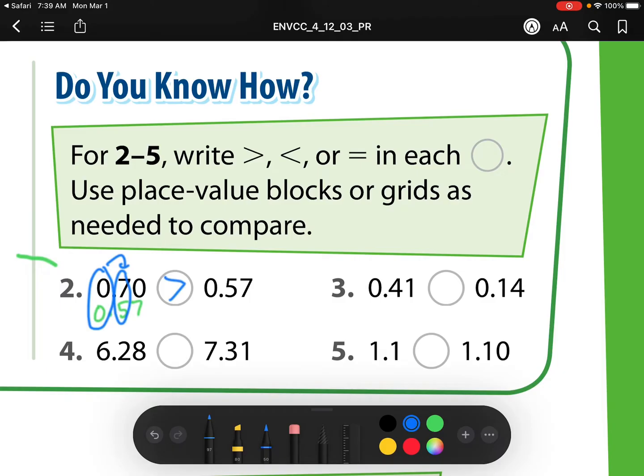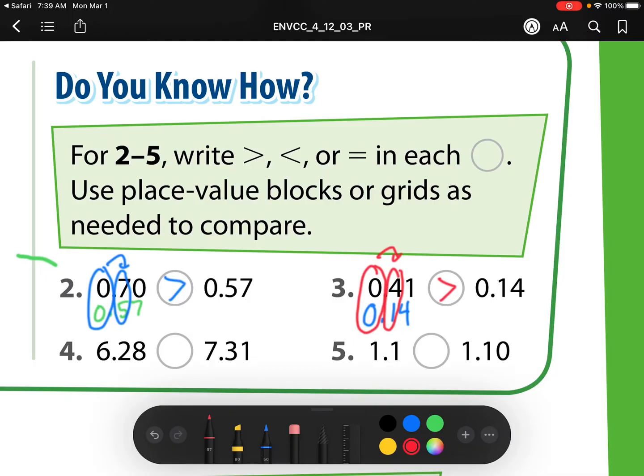Again, let's head over here to number 3. Again, we always line up those decimals. And then we start on the left-hand side, the biggest place value. They're the same, so we go next door. 4 is greater than 1, so 4 dimes is greater than 1 dime. So we're going to put a greater than sign.